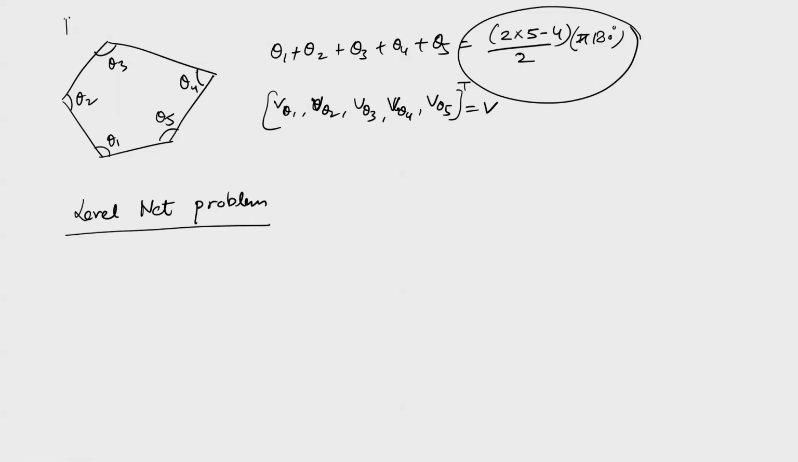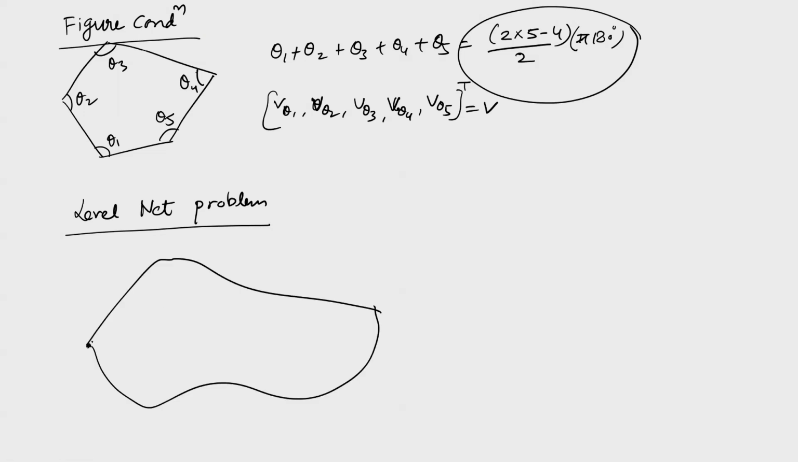This is the figure condition. What is a level net problem? I have a level net where, let us say, this one point h1, it has some height h2, this point has height h3, this is h4, and let us say this is h5 here, and we have h6 here. Now you write different conditions here which are independent, and then you do a level net problem analysis.